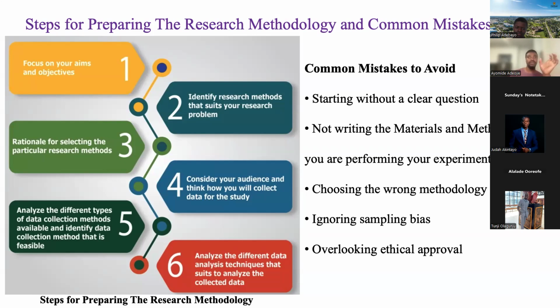Another mistake to avoid is ignoring sample bias. Irrespective of the methodology you use, people already know that there are some limitations associated with it. So you have to be aware of that and state it clearly when writing your research methodology. Lastly, there is overlooking ethical approval. In writing your research methodology, or in building it for manuscript publication, overlooking ethical approval is one of the mistakes some people make.